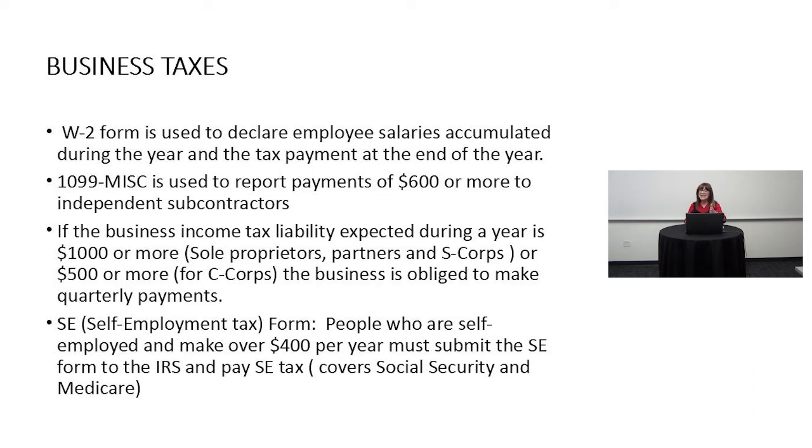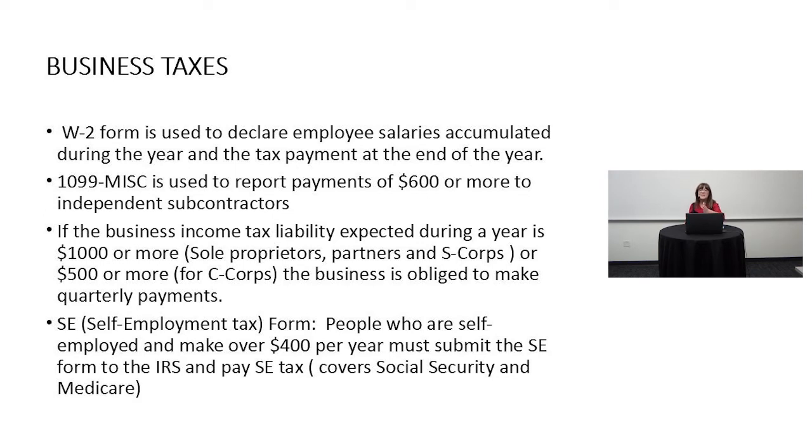A 1099 miscellaneous is an important form for independent contractors because you are likely to be using subcontractors. A 1099 miscellaneous is issued in January, the same time that you would issue W-2 forms to employees. You issue 1099 miscellaneous forms to report payments of $600 or more to independent subcontractors during the year.